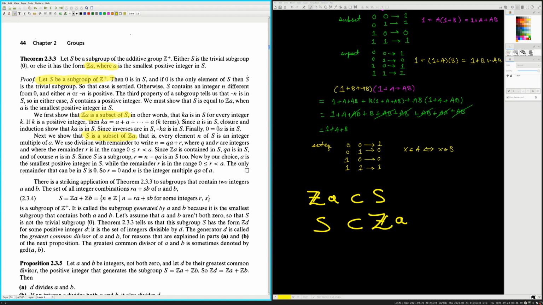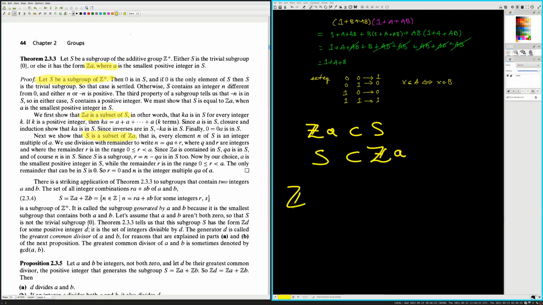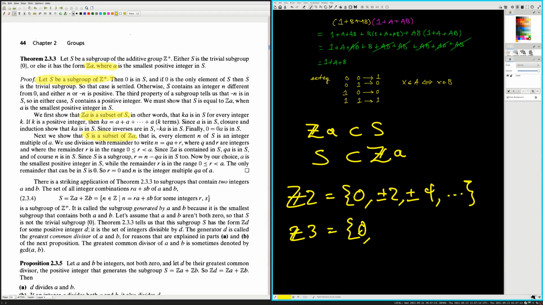of these things. So like Z3, you know, Z2, oh, that's what we're doing right here. This is just the even numbers, 0 plus or minus 2 plus or minus 4, and then, you know, Z3 would be 0 plus or minus 3 plus or minus 6. So you can think of it as taking the integers and multiplying through by A. So ZA would be taking the copy of the integers where you multiply everything by A. That could be a way to think about it.